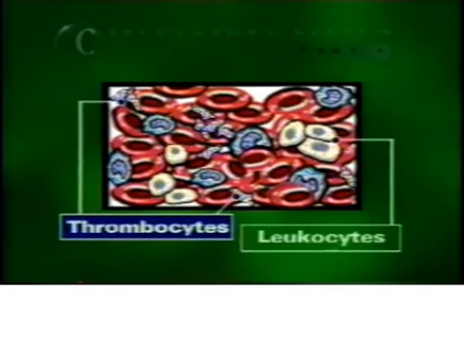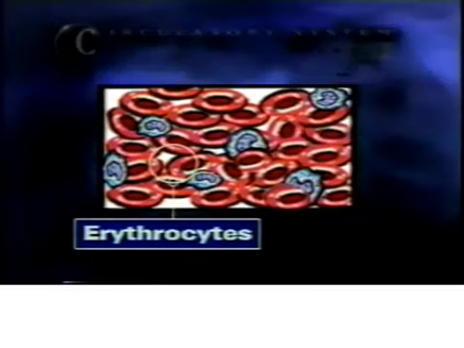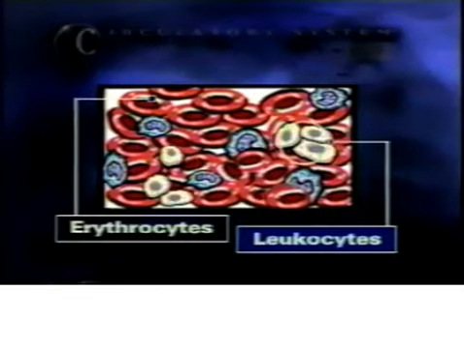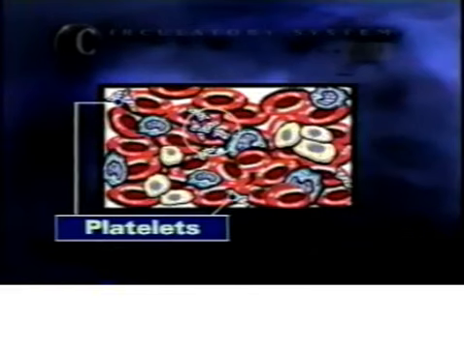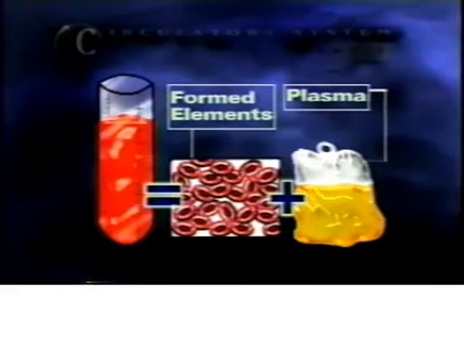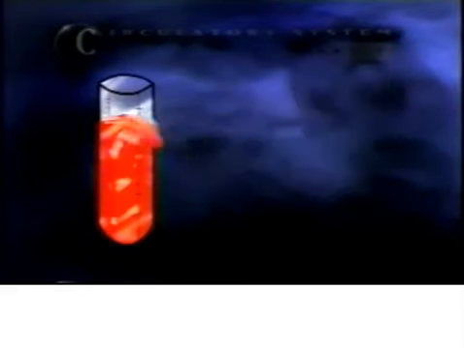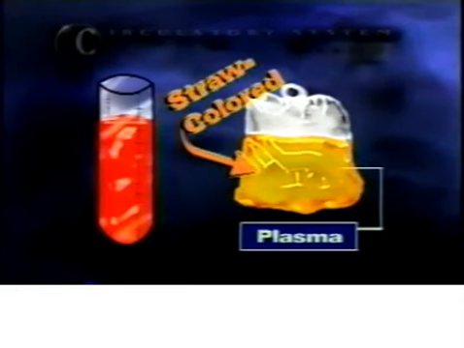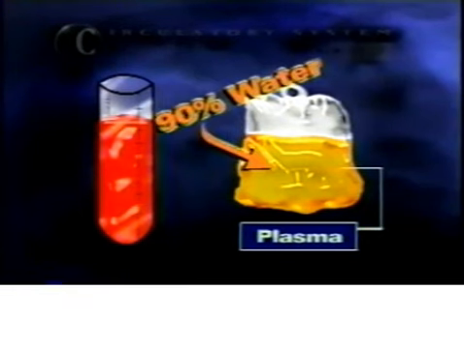There's also the thrombocytes, or the platelets. Erythrocytes carry oxygen, the leukocytes fight infection, and the platelets, which are actually cell fragments, help with blood clotting. That means they help you stop bleeding when you're cut. All these formed elements are suspended in the plasma. Plasma is a non-cellular, straw-colored, sticky fluid that's 90% water.